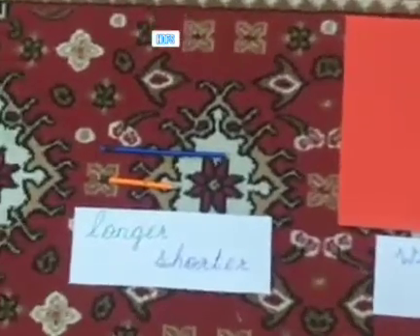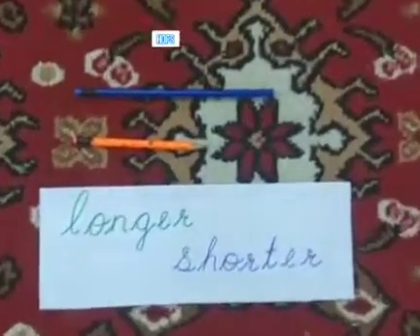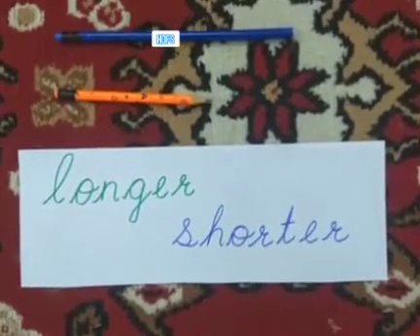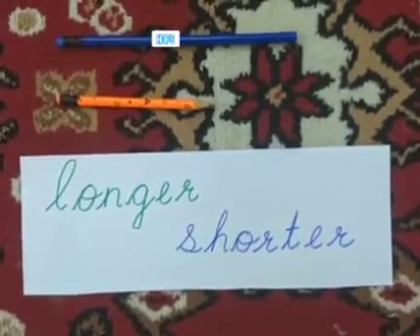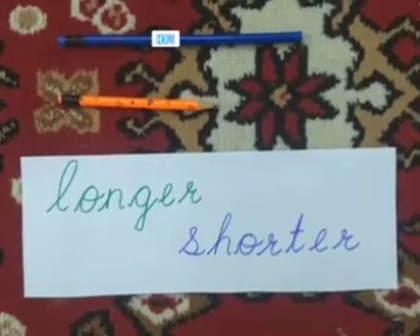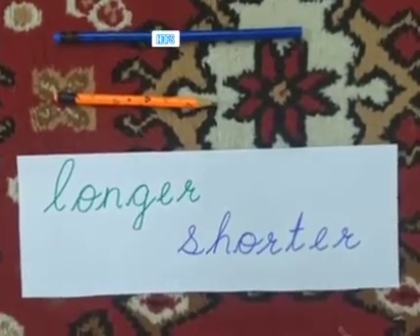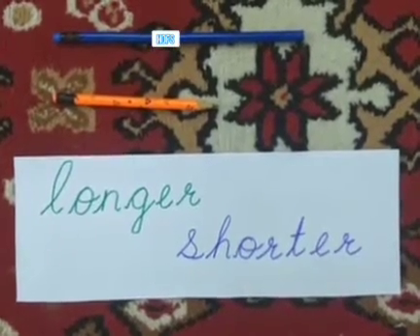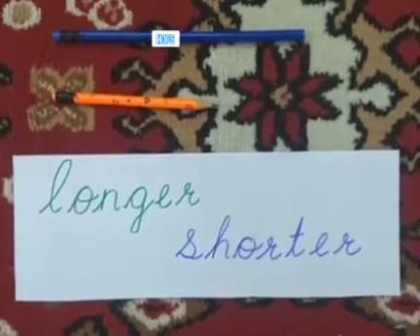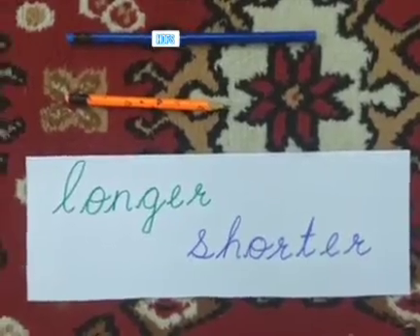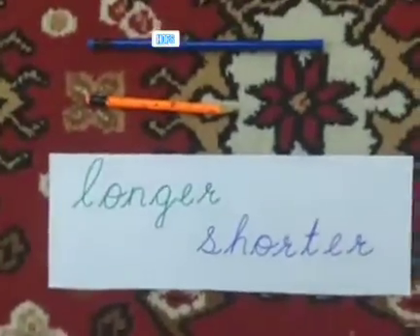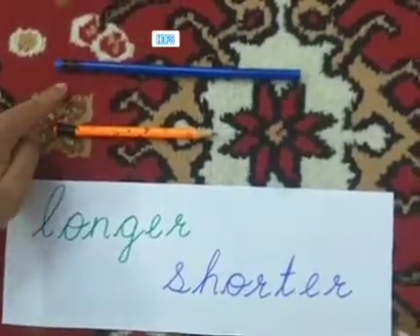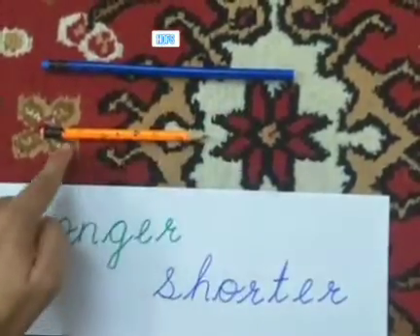Okay? So let us have a look at this first one. So here we are revising the terms longer, shorter. Yeah, these are opposite words which we use when we are comparing sizes. So here I have two pencils with me. So we are going to compare them according to their length.